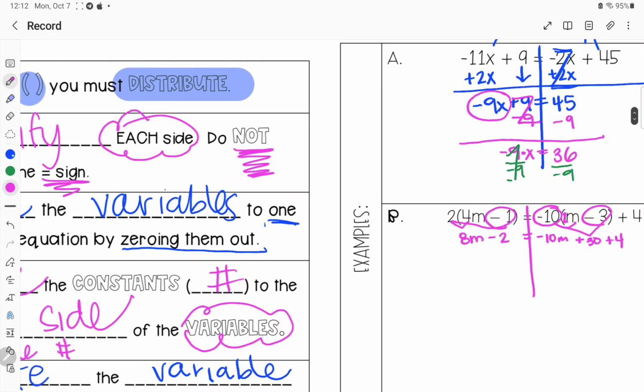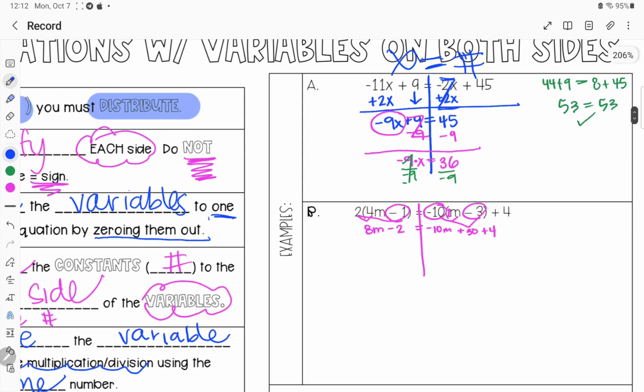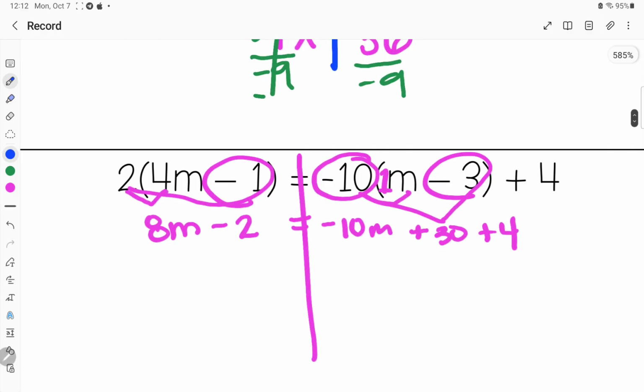Step number 2 now says simplify each side. So I'm looking at each individual side. It's like I'm covering this up. So take your hand and cover that up. I'm doing it, but you can't see that. So this side does not exist right now. We're going to look, is there anything on this side that I can simplify? I cannot put my m's with just numbers. So this side is simplified. There's nothing I can do there. It's going to stay 8m minus 2.